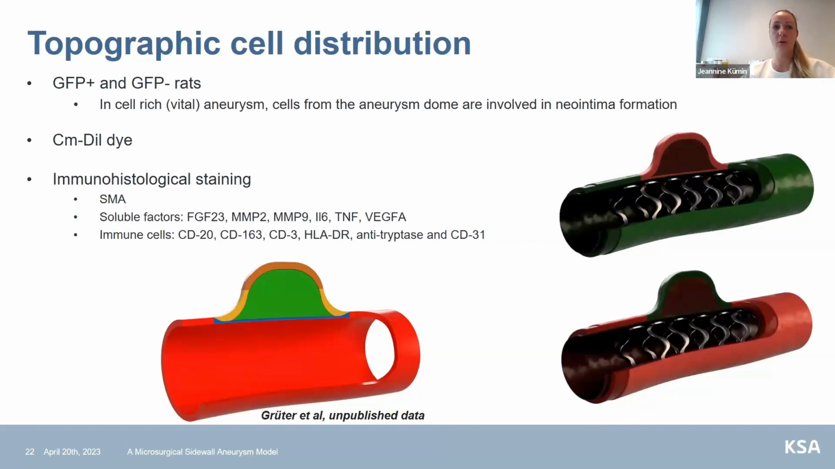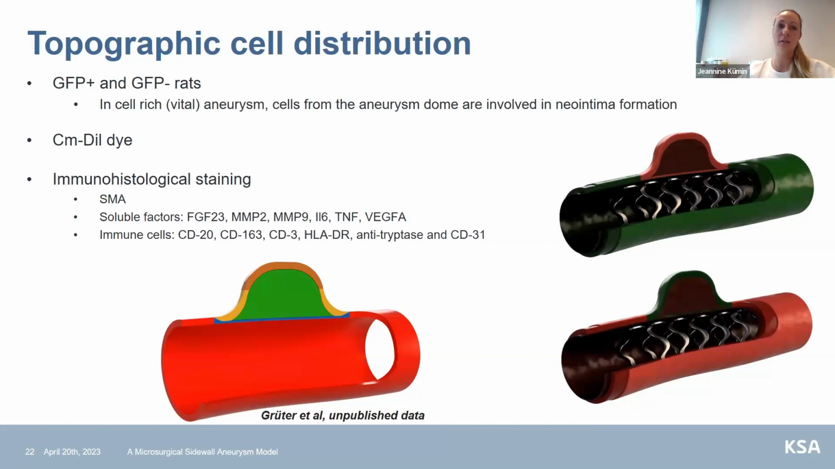This leads us to the topographic distribution of cells inside the aneurysm dome, but also in the neointima formation. There are different techniques to assess the topographic cell distribution and the healing mechanisms. The easiest one is to work with transgenic rats. So we've worked with GFP positive and GFP negative animals, where we have transplanted GFP positive vital aneurysms to GFP negative rats and the other way around to see where the cells forming the neointima are coming from.